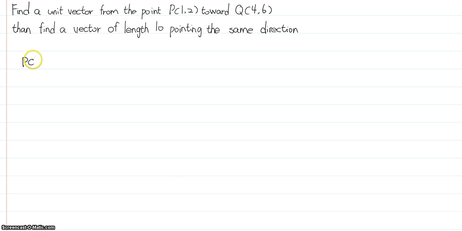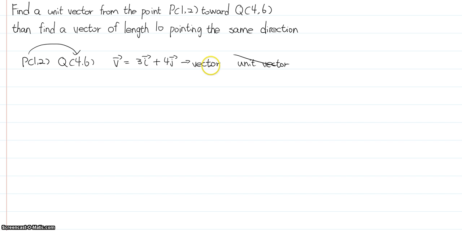P at (1, 2) and Q at (4, 6). So you can easily write a vector pointing from P to Q. It has shifted 3 in the x direction, so you have 3i, and up 4 in the y direction, so 4j. But this is a vector, not a unit vector. So we have to convert this into a unit vector.